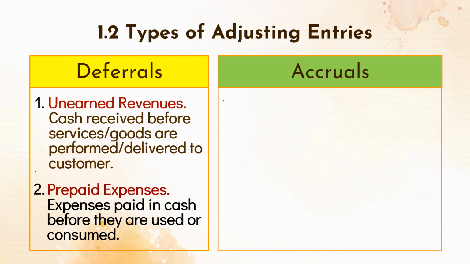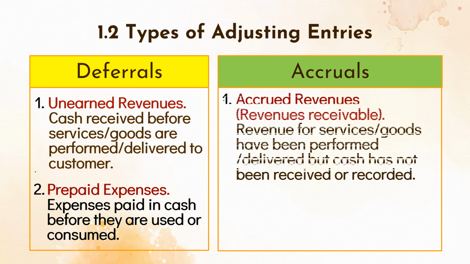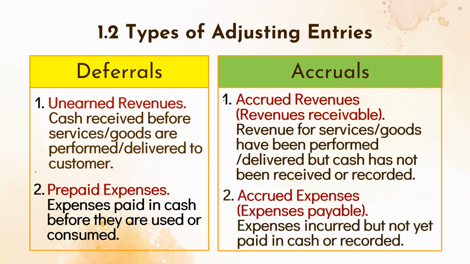Accruals are also divided into two. Firstly, accrued revenues or revenues receivable. It means that revenue for services or goods has been performed or delivered to the customer, but cash has not been received or recorded. Secondly, accrued expenses or expenses payable. It means that expenses are incurred but not yet paid in cash or recorded.